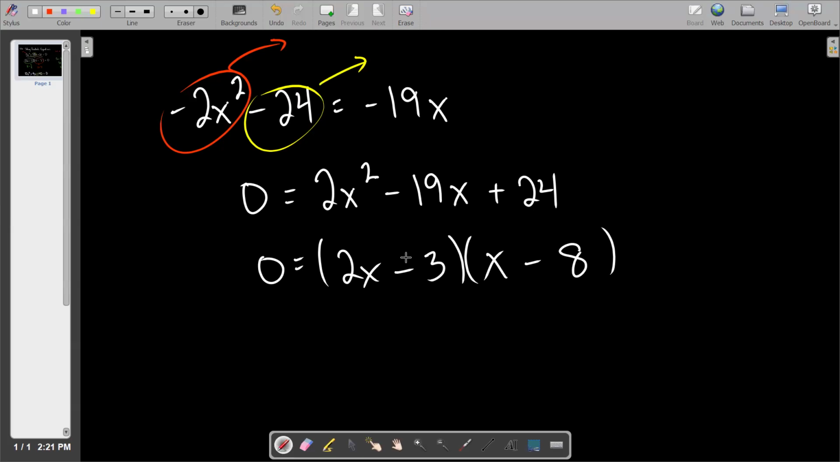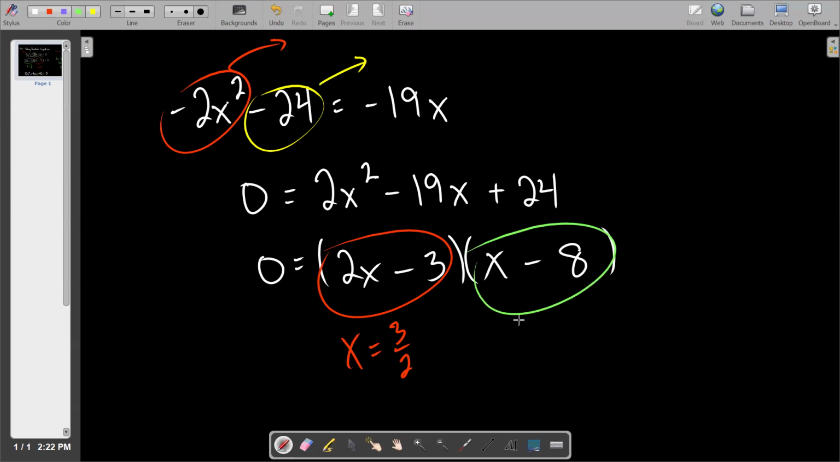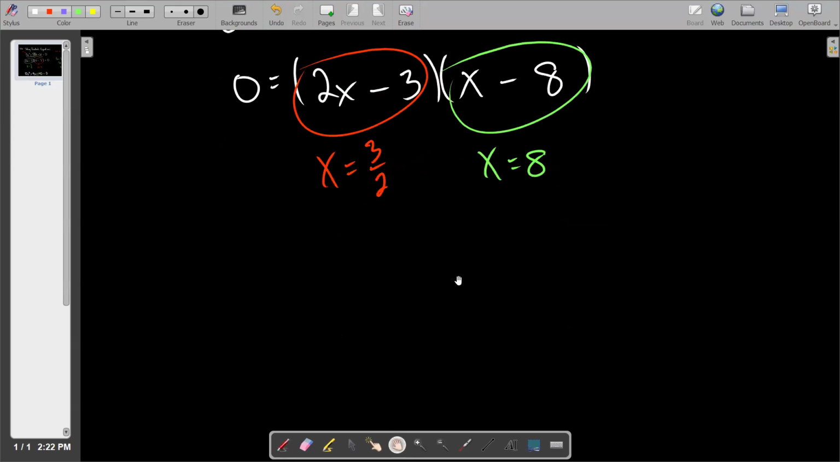Right. Good. What are the answers real quick? What comes from the red egg? Yeah, 3/2, 3 halves. What comes from the green egg? Good job. Okay, guys, let's keep going. Ready for the next one? Next one, we're going to have negative 68n minus 24 equals negative 7n minus 8n squared.